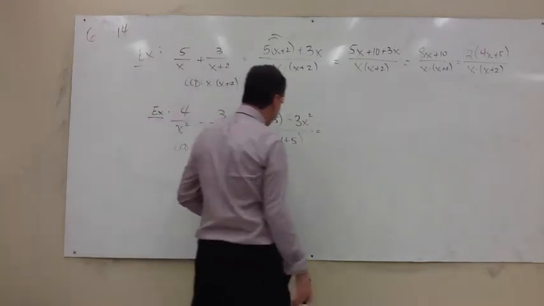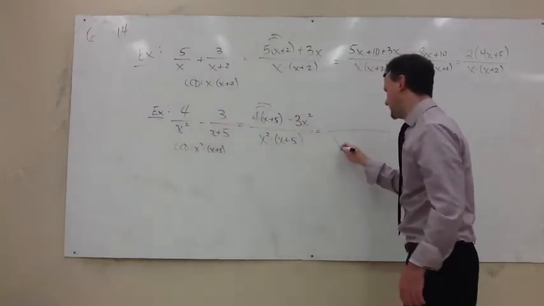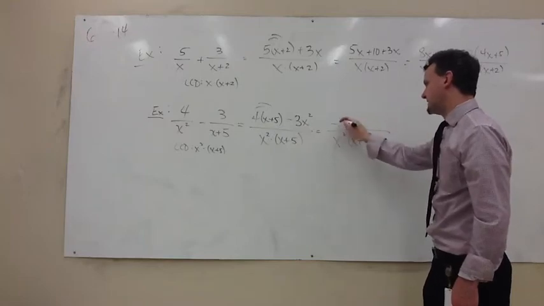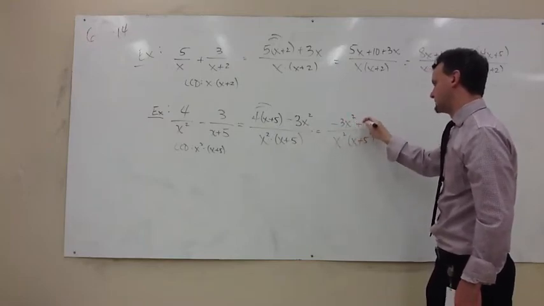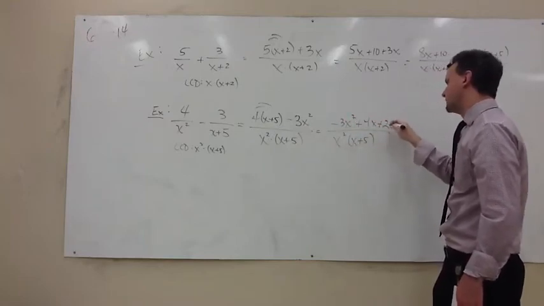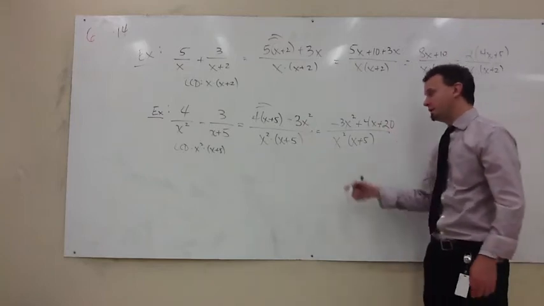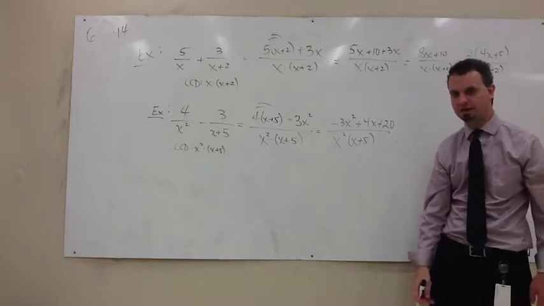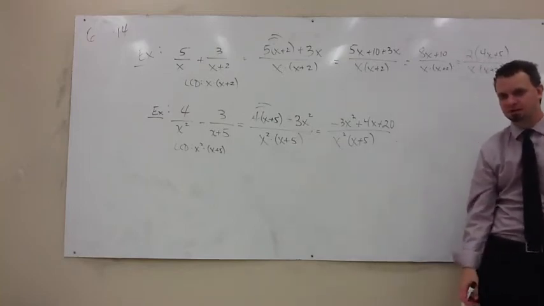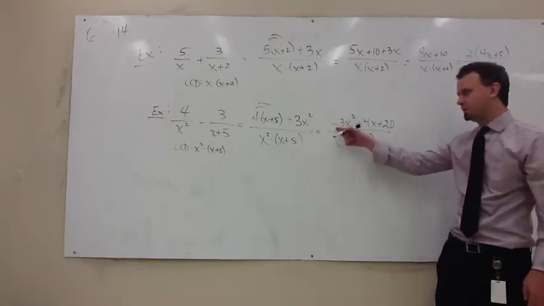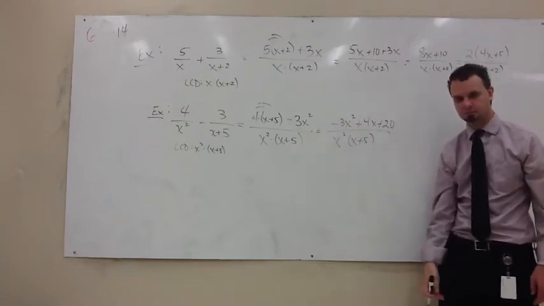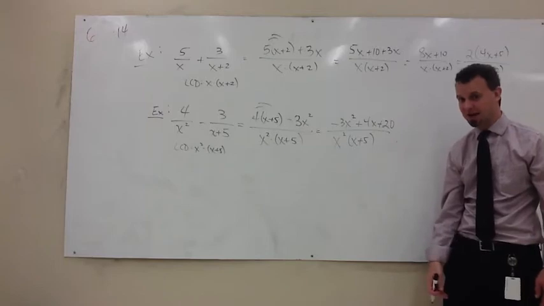You distribute, and you clean it up. And the denominator is x squared times x plus 5. The numerator becomes negative 3x squared plus 4x plus 20. You may leave the leading term as a negative. You do allow that. Only if all of these are negative would you have to take the negative out. It's not wrong to take the negative out, but it's not necessary to do so.